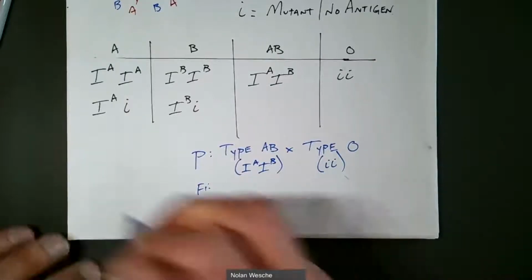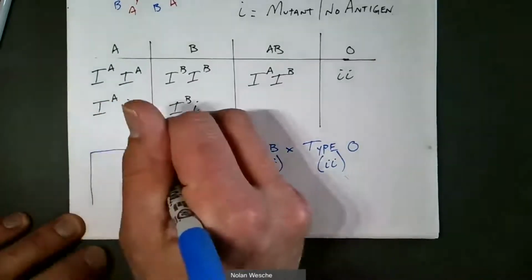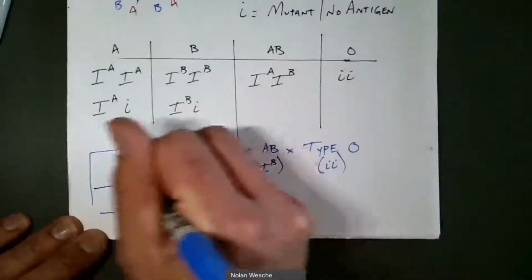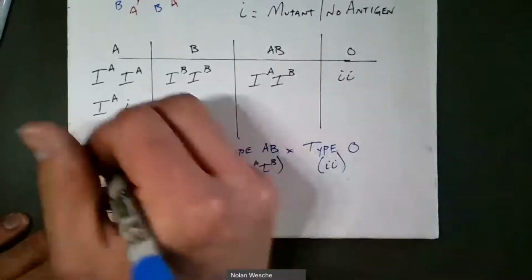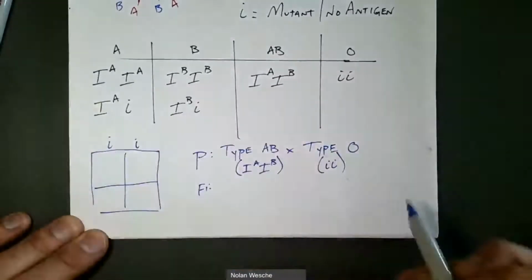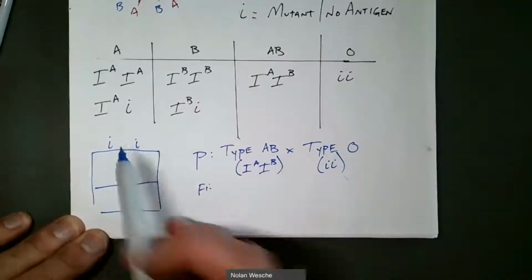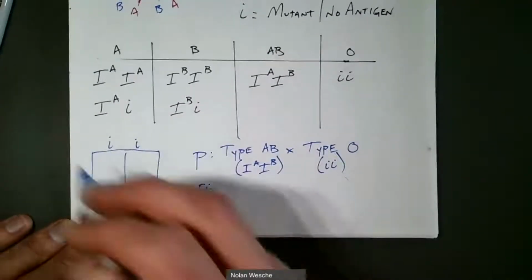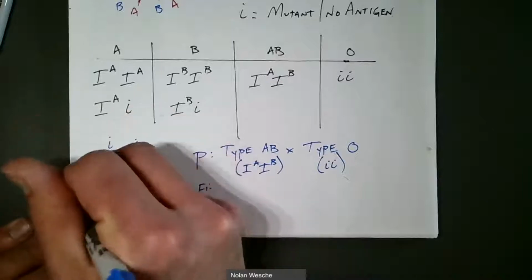Let's set up our Punnett square. We'll just set that up over here to the left. So we'll take blood type O, we'll put that up top. So again, I took this genotype, put it up top. We'll take AB, we'll put this over here on the side.